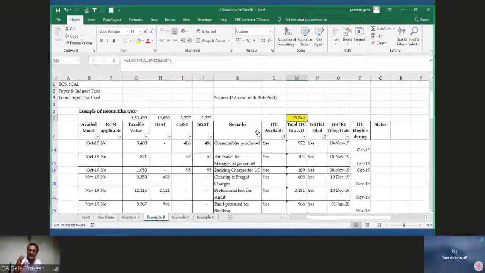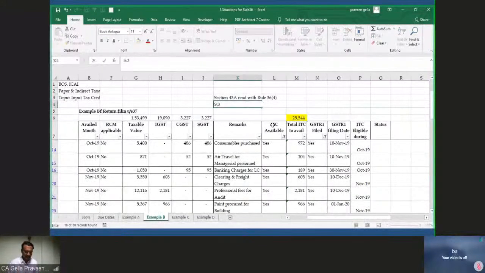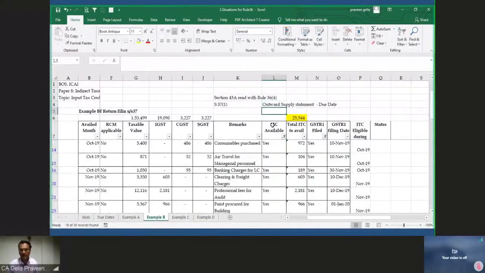Rule 36 says that you take the ITC when all the conditions we have discussed are met, and only when your supplier has filed his GSTR-1. Now, look at section 37, subsection 1. Section 37(1) is my outward supply statement. Now, this has got a due date.